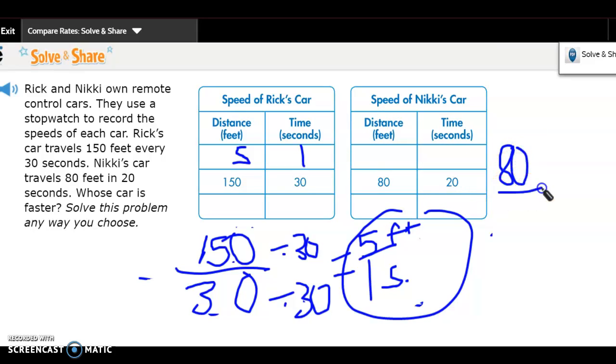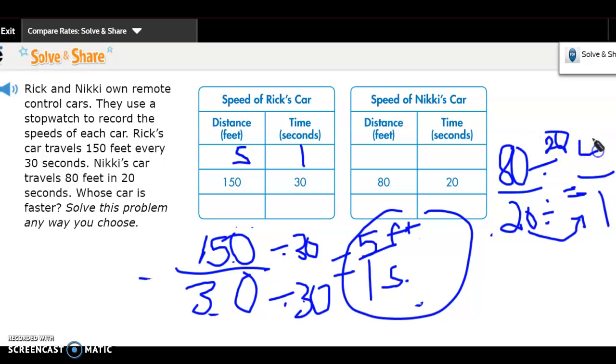If it's 80 in 20 seconds, how many is it going to be in 1? So I'm trying to find an equivalent fraction, or the unit rate. So I'm going to divide 20 by 20 to get 1. And then what I do to the top, I do to the bottom. I need to do 80 divided by 20, and I'm going to get 4. So Nikki's car goes 4 feet for 1 second.